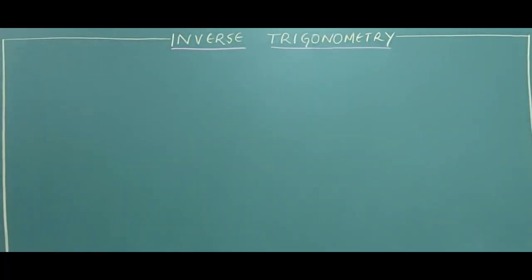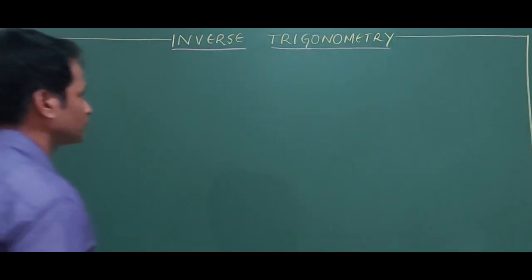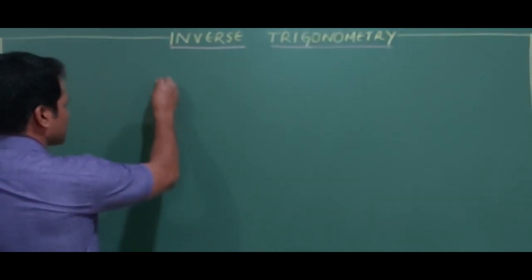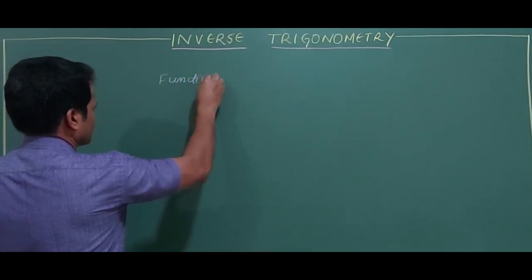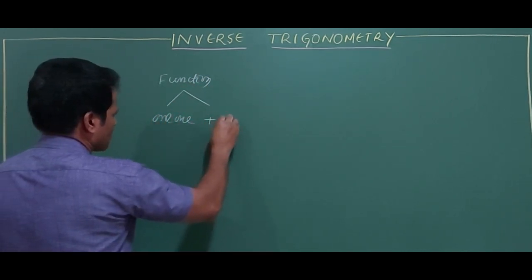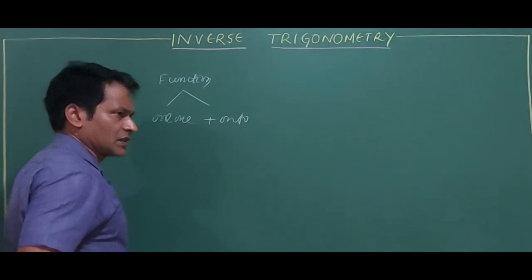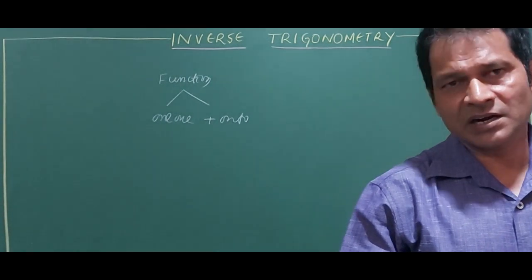So if I go to inverse trigo, what is inverse here? Inverse we have studied in functions: 1-1 plus onto. That means the word inverse means invertible. The function is invertible when it is both 1-1 and onto.